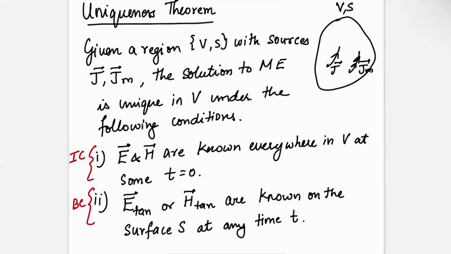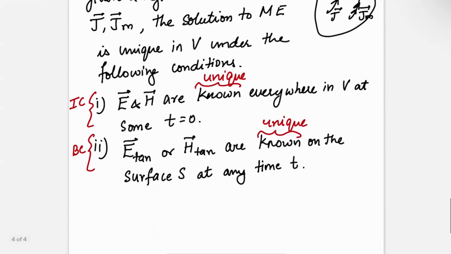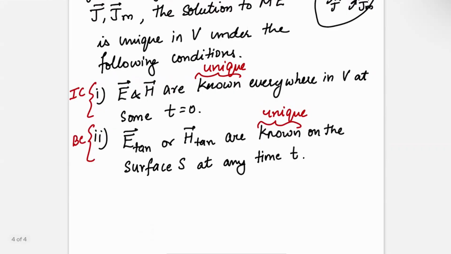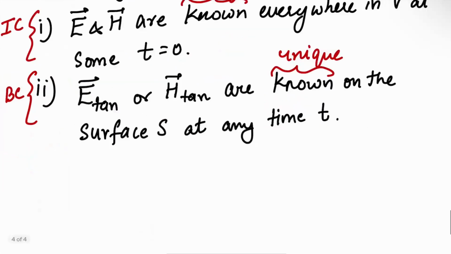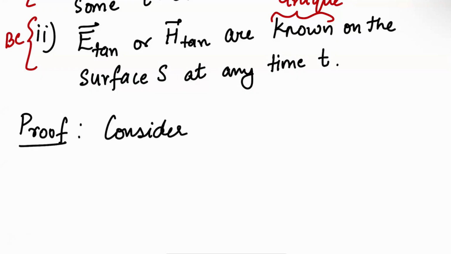Okay, so another way to say this is that you could say that this is unique instead. Okay, so E and H are unique everywhere in V at some time t equal to 0, and E tangential and H tangential are unique on the surface S at any time t. So these are the conditions under which the fields inside are unique. Okay, so kind of an elegant proof. So let's go through it. Okay. So you start by saying that there are two solutions to Maxwell's equations.